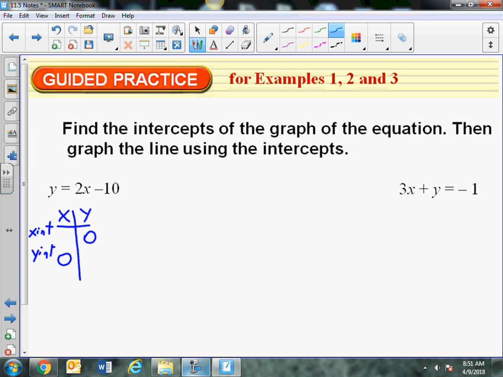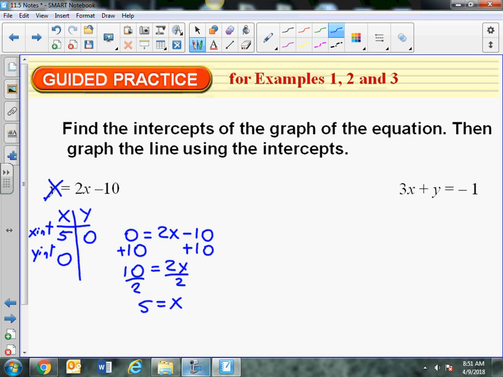So if I plug a 0 in for y, I can basically cross that y out, and then I can solve this problem. So you get 0 equals 2x minus 10, so I'd have to add 10 to both sides, and then divide by 2. So I get x equals 5. All right, so the x-intercept would be (5, 0).